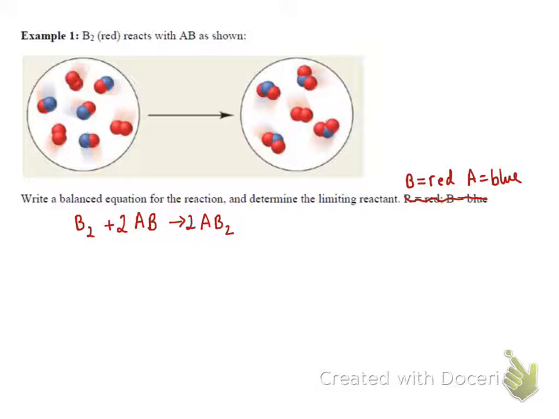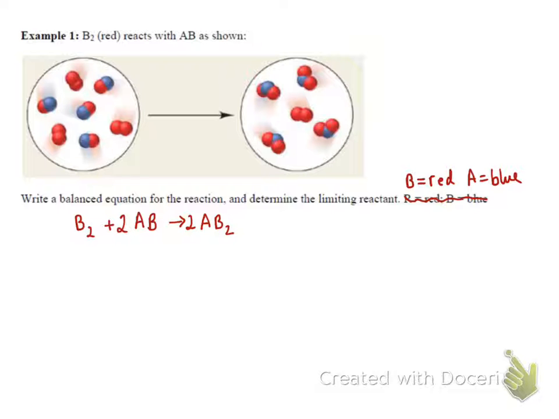So here's our balanced equation. We've got B2 reacts with AB to make AB2. To balance it, it needs a 2 here and a 2 here. So that's why it's so important to balance the equation, because it's going to give us the ratio of the reactants and the ratio of the reactants and the products.